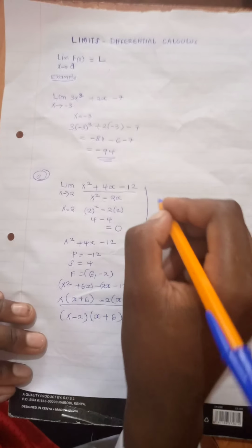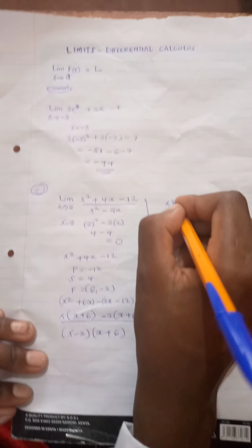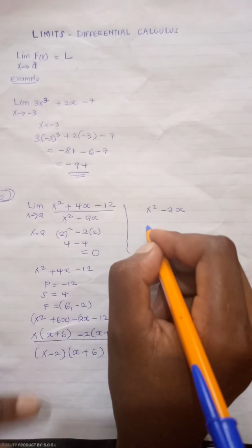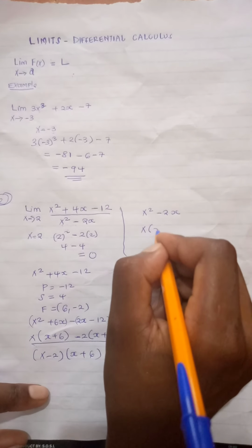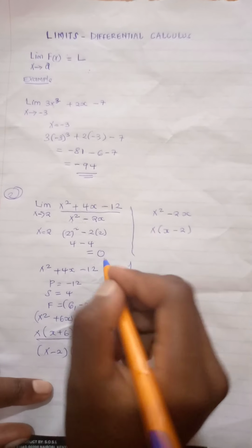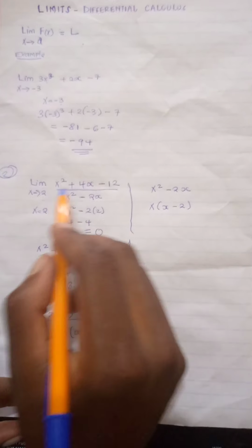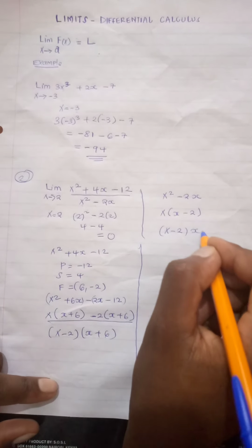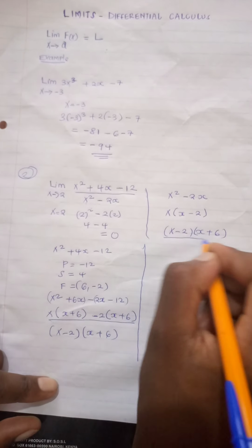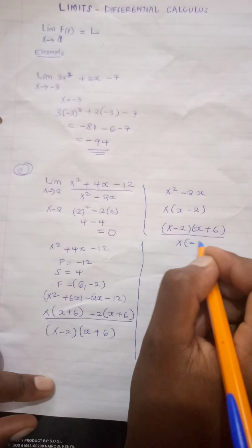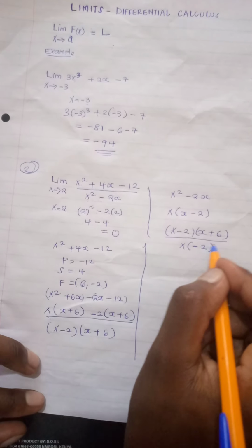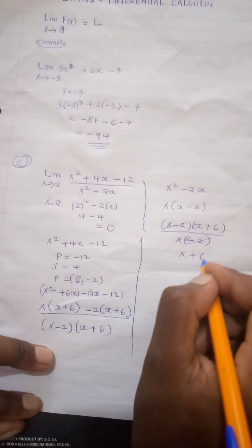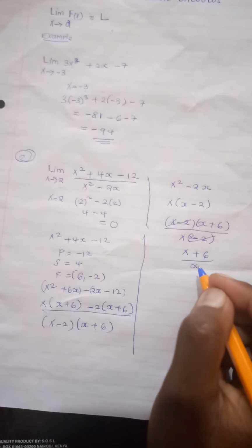Now, what about the denominator? The denominator is x squared minus 2x. What you do is just factorize. It will be x times (x minus 2). Now, let's join the numerator and the denominator. It will be (x minus 2)(x plus 6) over x times (x minus 2). So you cancel x minus 2 with x minus 2. So it will be (x plus 6) over x.